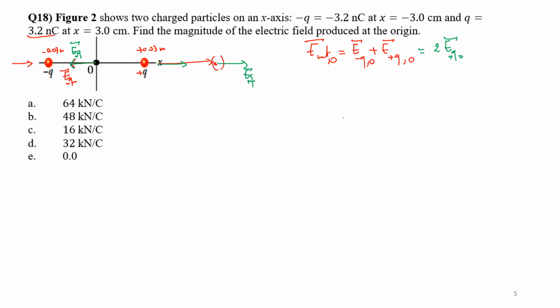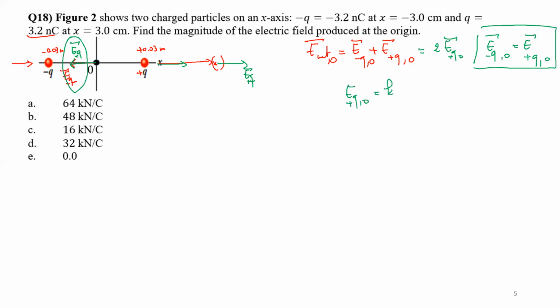Now, what is the electric field created by minus q? Because here, the electric field created by minus q at O will be the same magnitude and the same direction as the electric field created by plus q at O. Okay. They are equal in magnitude and pointing along the same direction, as you can see here. Okay, good.